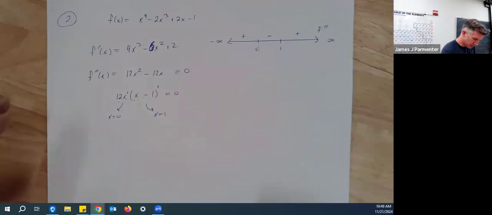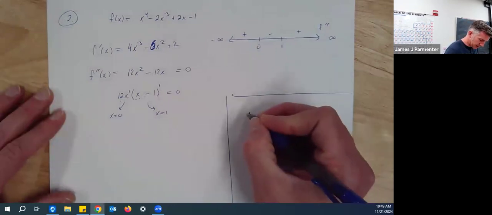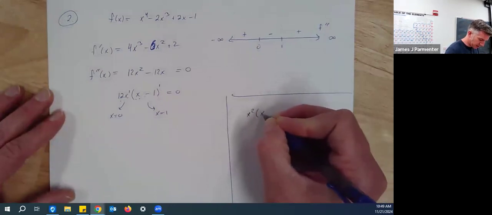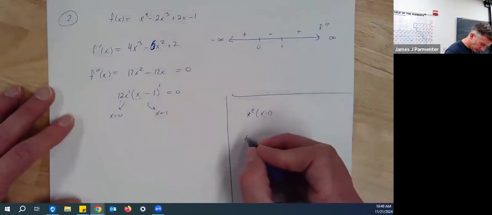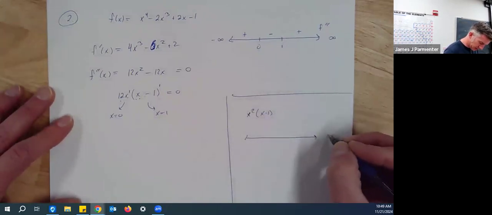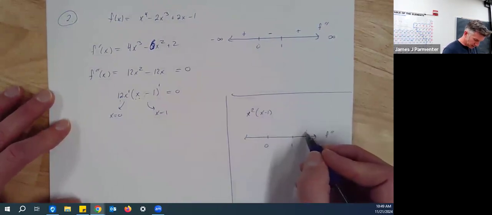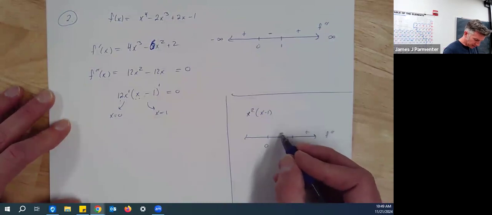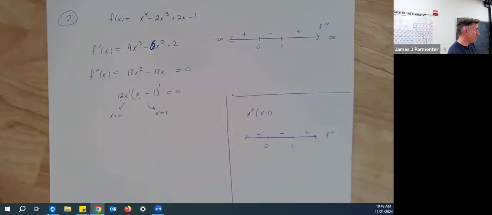So for example, if I had something like x squared times x minus 1, sure, that's fine. My sign chart for my second derivative would look like this. So over here, it'd still be positive. At 1, we would change, and at 0, we wouldn't change. So that one would be concave down, concave up.